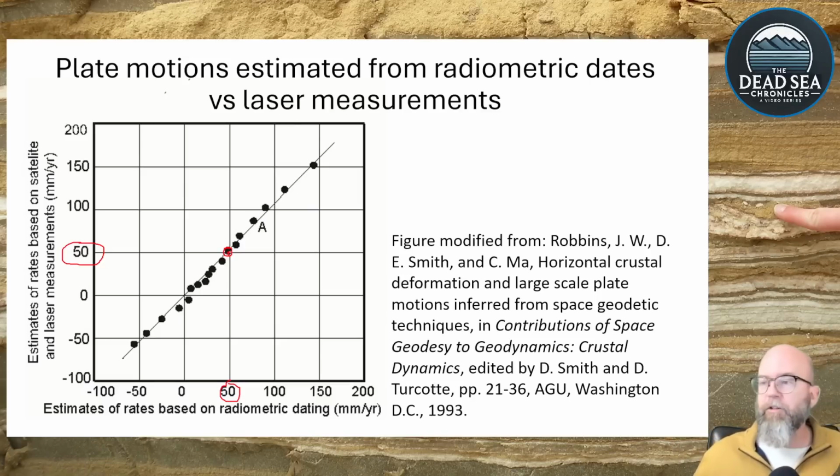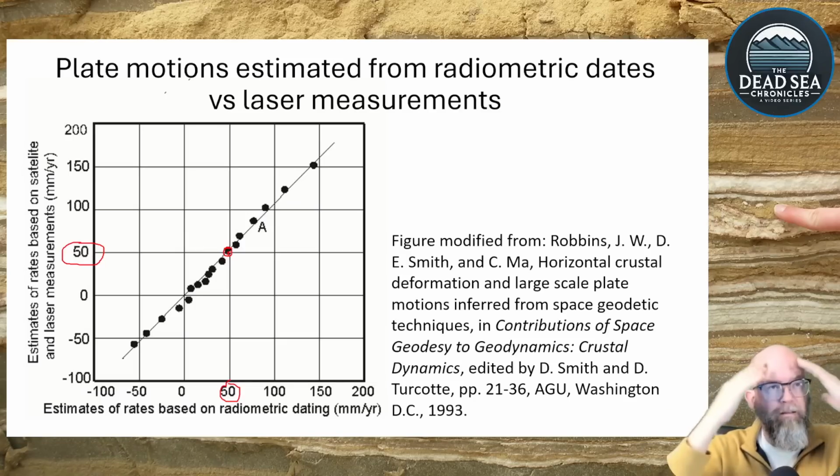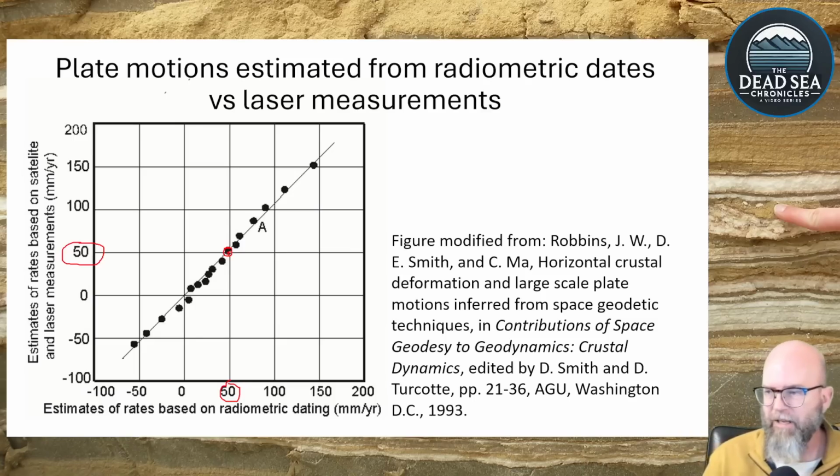Because that could just be a coincidence. It could be a coincidence that you just radiometrically dated some rocks and you divided by the number of years and the distance that those rocks are from each other. And I got the exact same number, or very similar, as my lasers got, which are measuring it today. So today's measurement and yesteryear's measurement, they're the same.